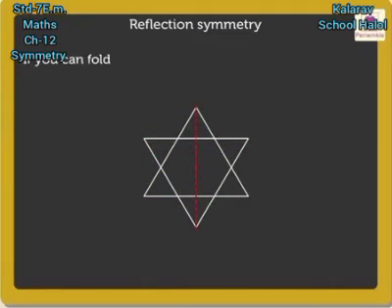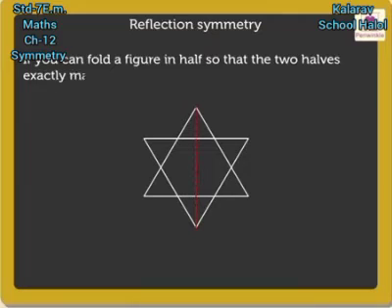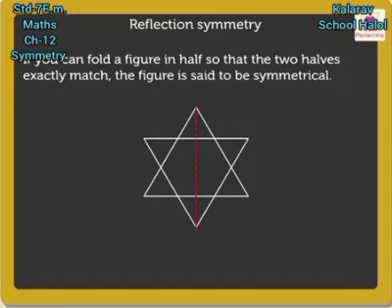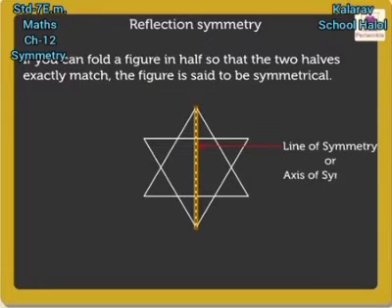If you can fold a figure in half so that the two halves exactly match, the figure is said to be symmetrical. This kind of symmetry is called reflection symmetry. The fold line is called the line of symmetry or axis of symmetry.